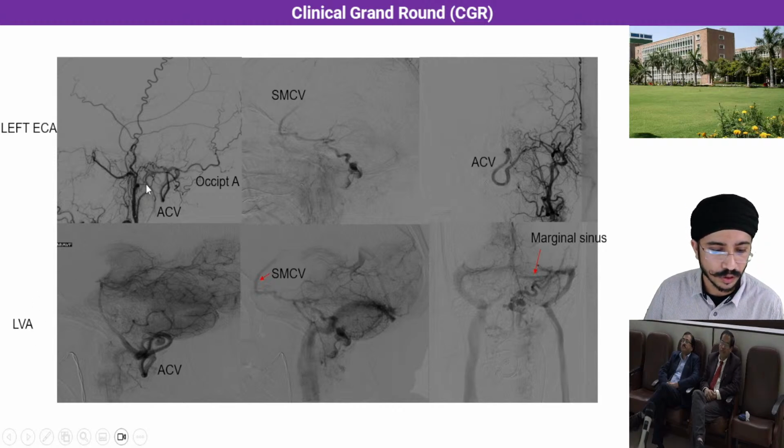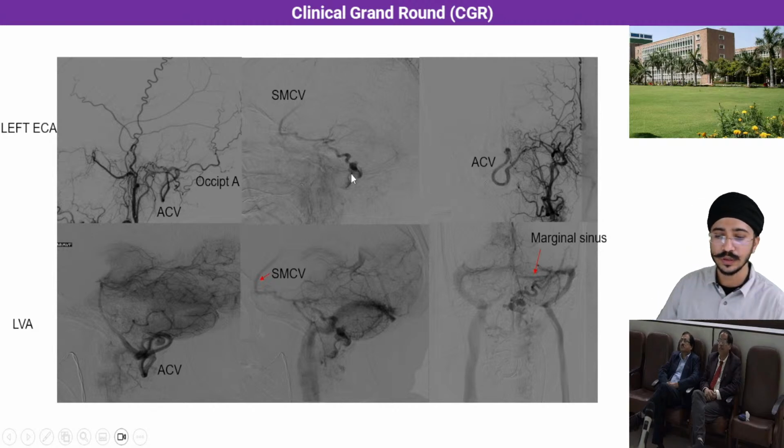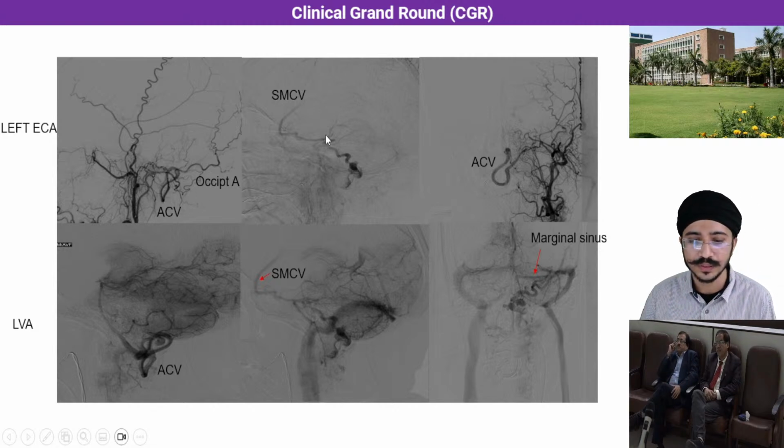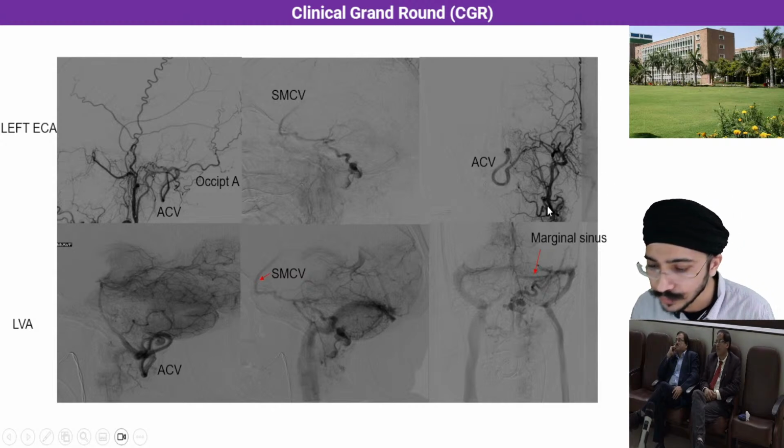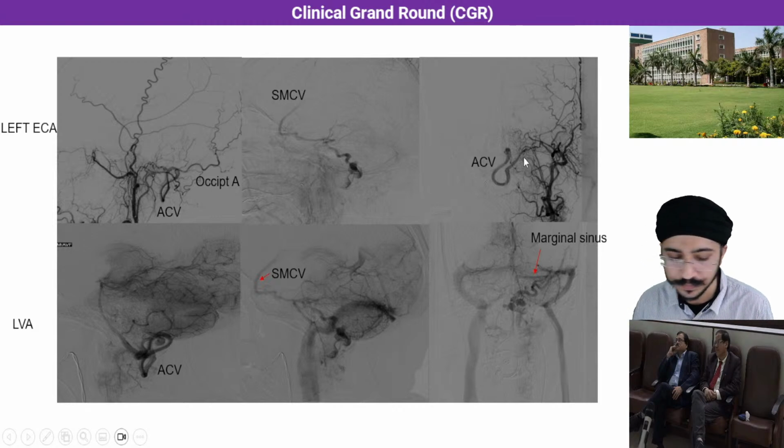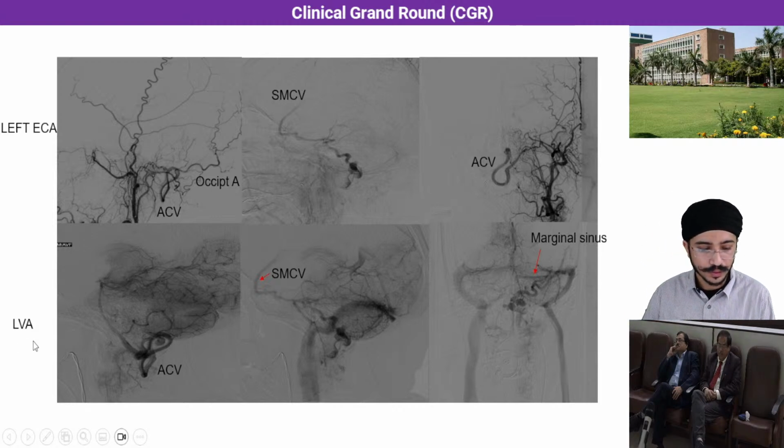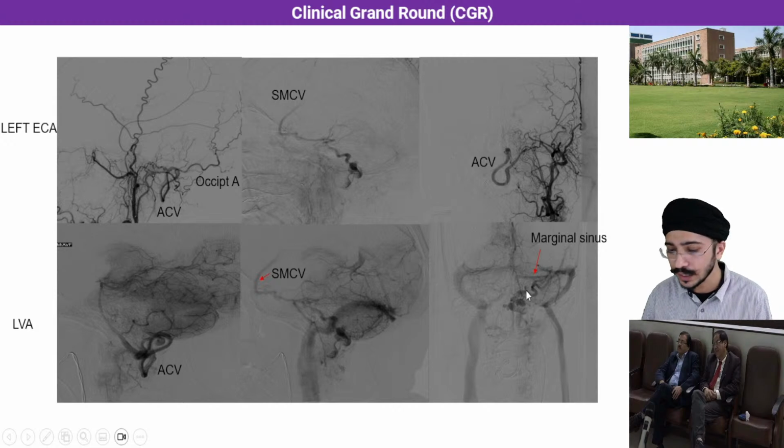We can appreciate that the occipital artery is draining into the anterior condylar vein, which is represented here. And this anterior condylar vein is refluxing into the superficial middle cerebral vein. There are some feeders from the ascending pharyngeal artery as well. On the vertebral artery run, we again can see the feeders from the meningeal branches of the vertebral artery and the filling of the anterior condylar vein. Reflux is also appreciated in the superficial middle cerebral vein. The anterior condylar vein is finally ending into the marginal sinus here.